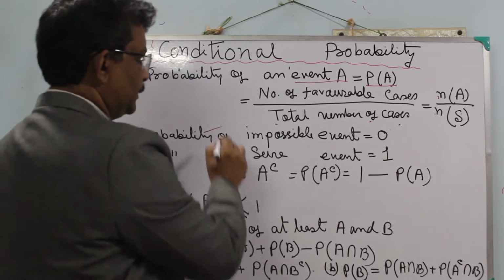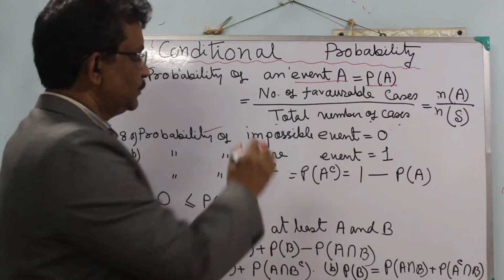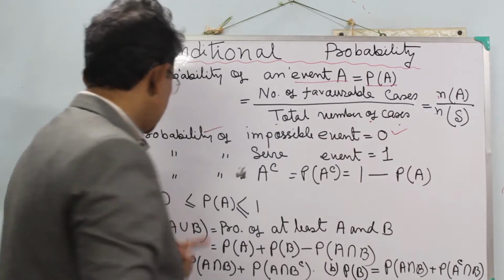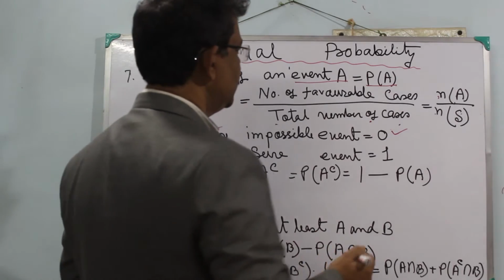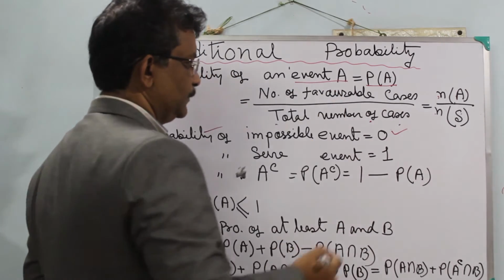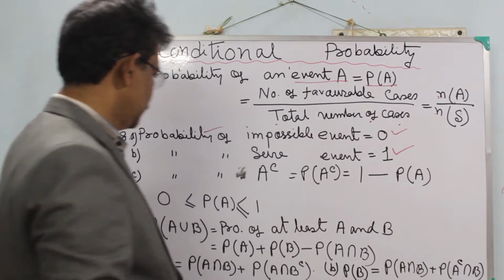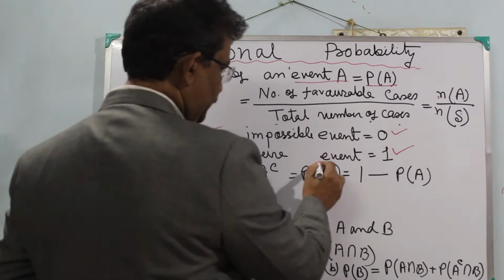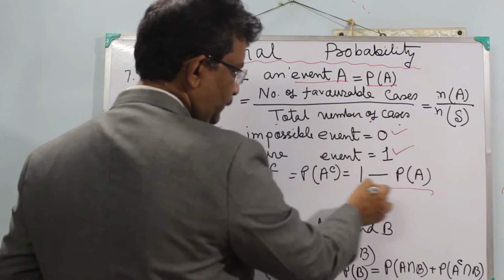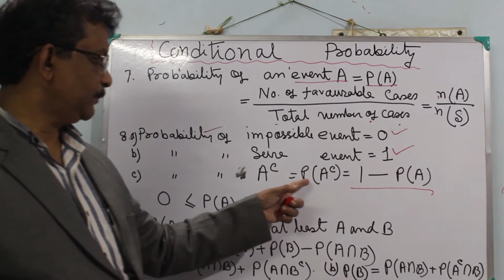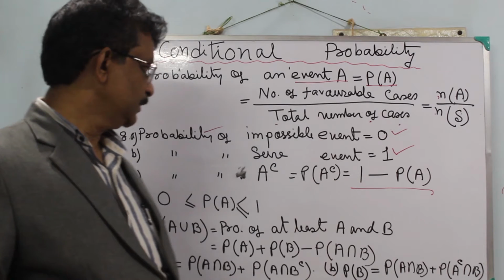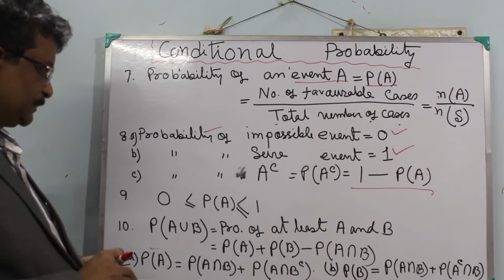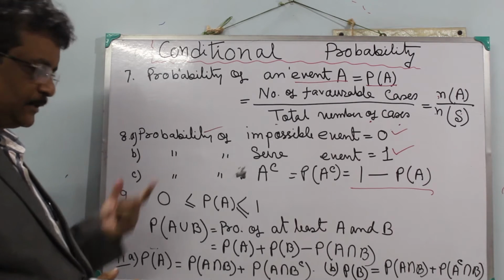Probability of an impossible event: the number of favorable cases is 0, so the probability of an impossible event is 0. And for the probability of a sure event, the numerator and denominator are the same, so the probability is 1. And probability of A complement, denoted P(A^C), is equal to 1 minus probability of A. All this I have listed just as a ready-made reference.